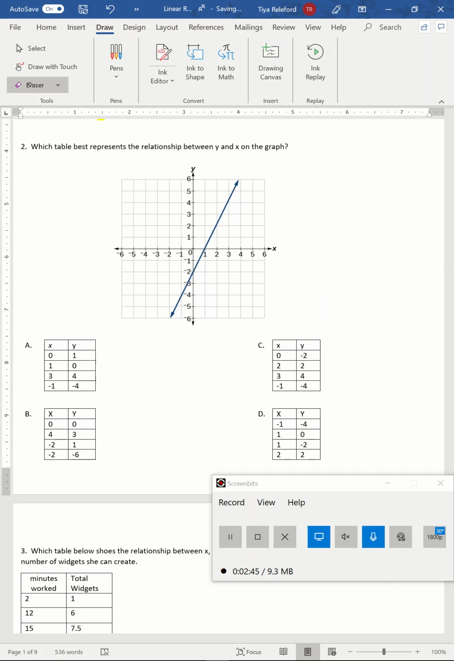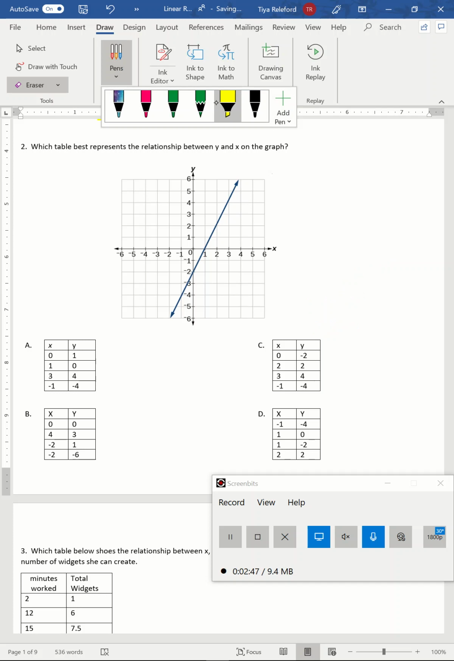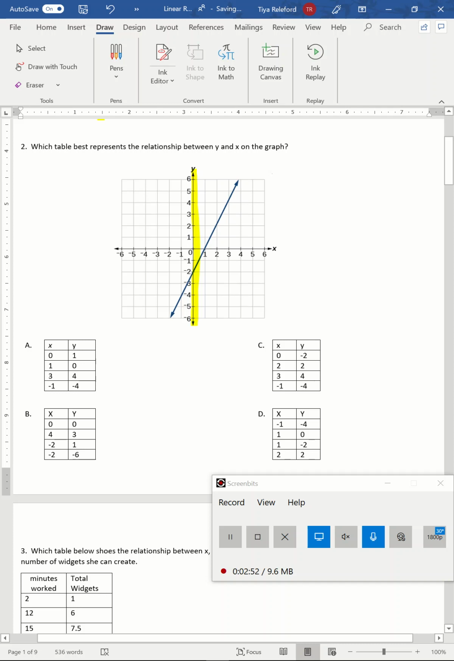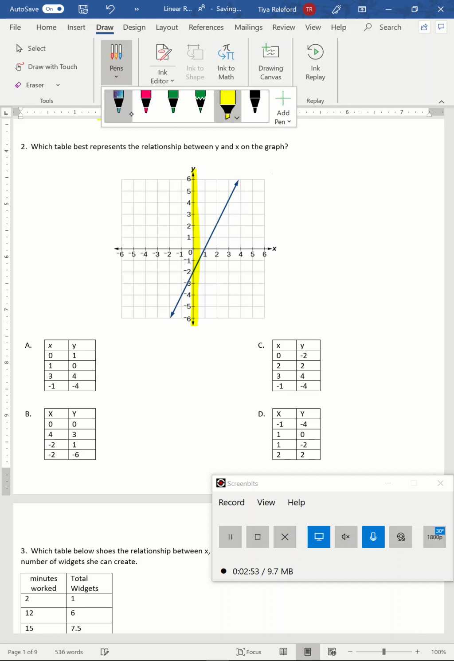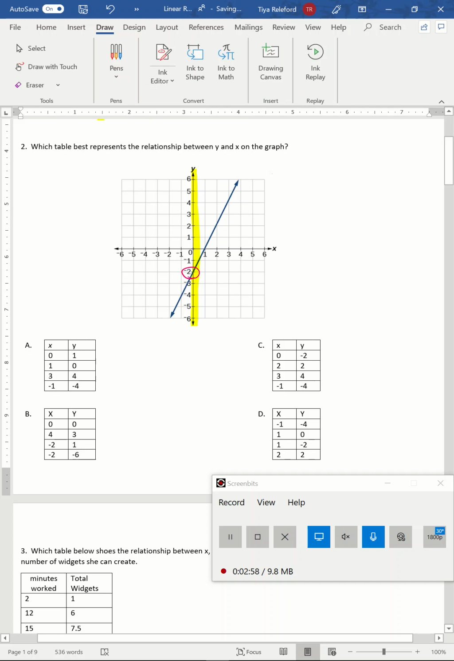Okay, which table represents the relationship between x and y? You're going to highlight that y, and you're going to circle your y-intercept. And you're just going to pick a spot and substitute it in. See if it works.